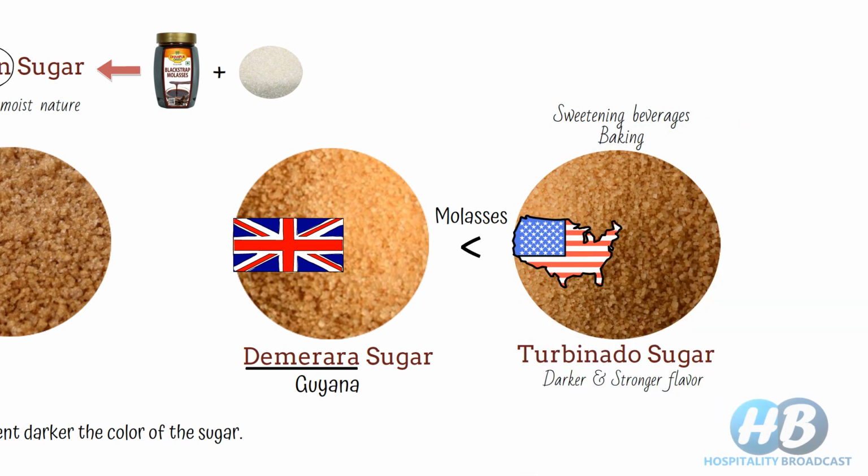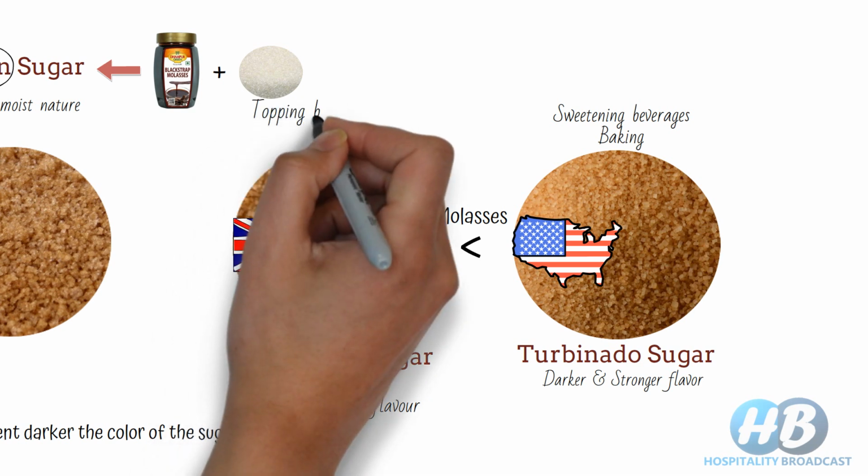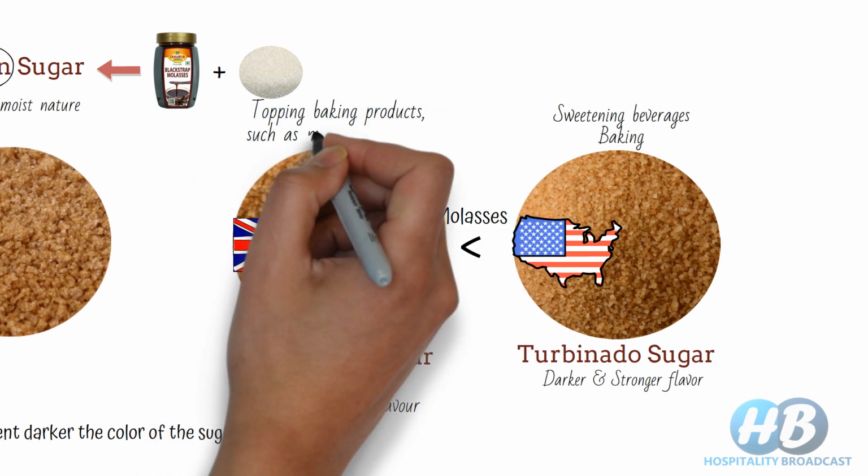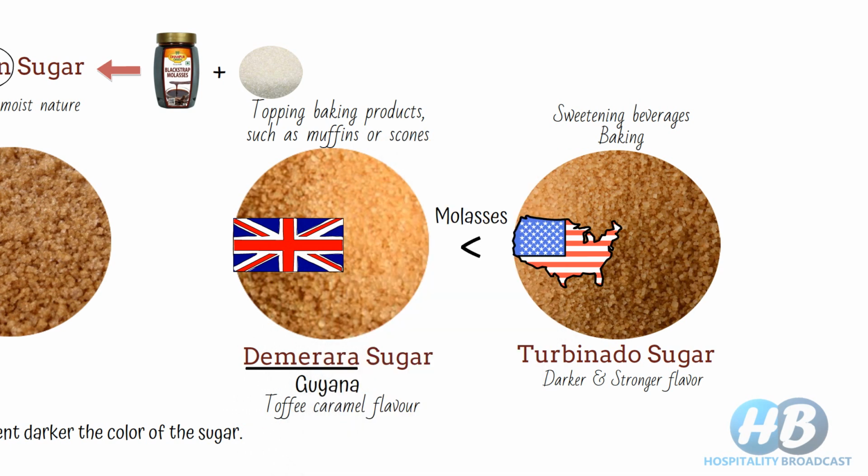On the other hand, Demerara sugar, due to less molasses, has a kind of toffee caramel flavor. The crystal size or granules of Demerara are slightly larger than turbinado sugar. Demerara creates a crunchy texture, so it's ideal for topping baked goods such as muffins or scones, and is also used to sweeten hot beverages such as tea, coffee, and even dissolved into hot cereals.